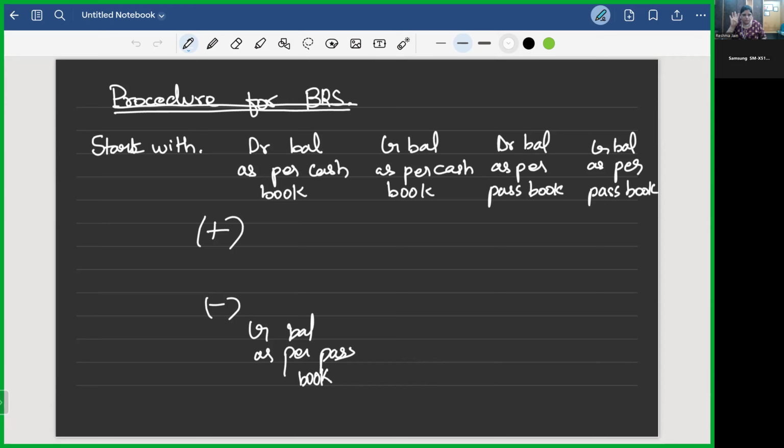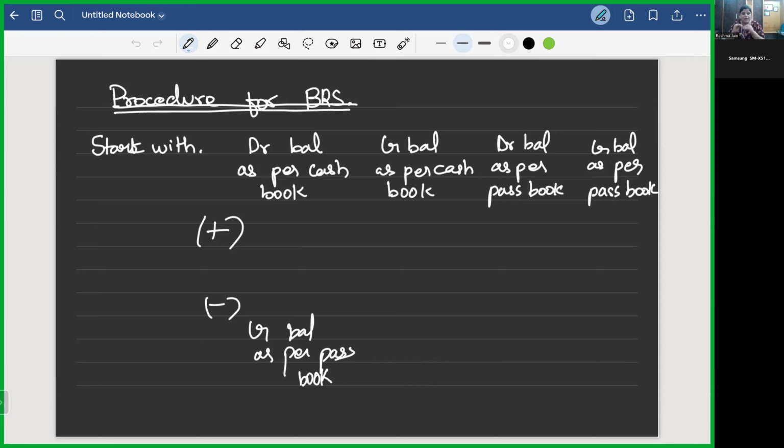So there are 4 ways to start the sum: debit balance as per cash book, or credit balance as per cash book, debit balance as per passbook, or credit balance as per passbook. What is credit balance as per cash book? If there is an overdraft. And what is debit balance as per passbook? Same, overdraft balance.